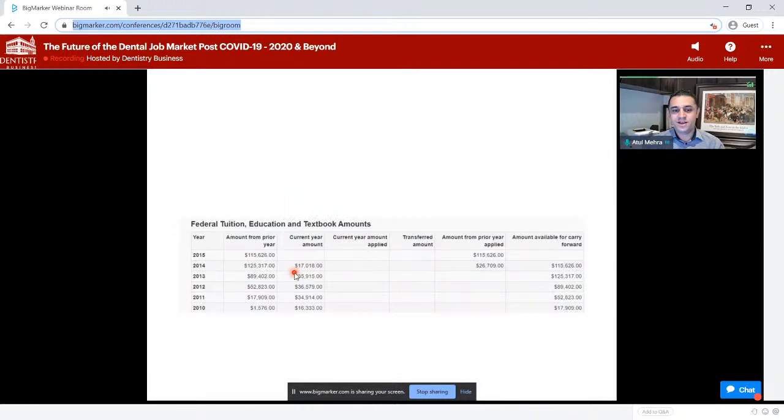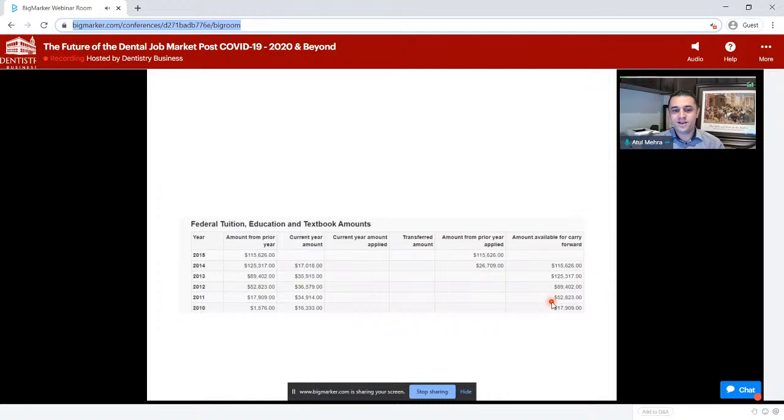something you might see. This is an example of somebody who was in university and went to dental school, and every year they kept getting a tuition credit slip from the university. It's called the T2202A. They filed it with their tax return, and they accumulated $125,317 in tuition credits over their study period, including some of their undergrad.